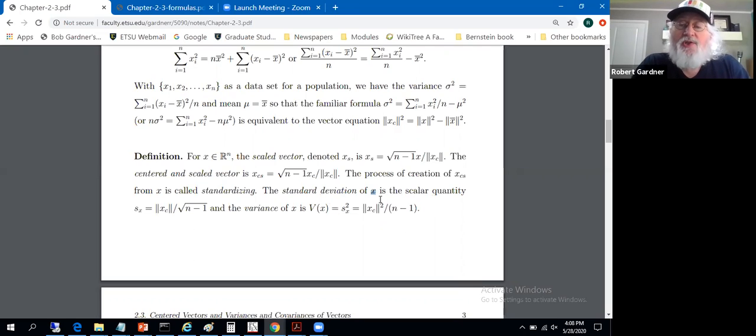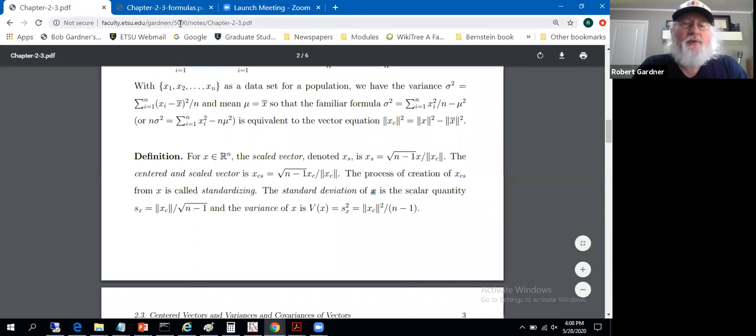The standard deviation of that vector x of data is the scalar quantity, s sub x, the square root of the norm of the centered counterpart of x divided by n minus 1. Okay, and we'll look at that here in a second in terms of components.